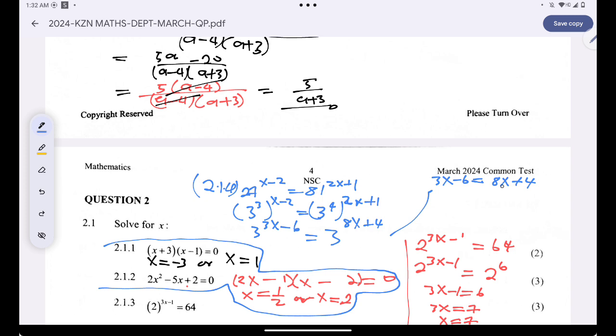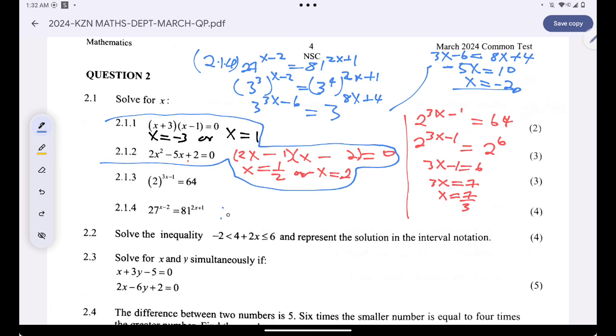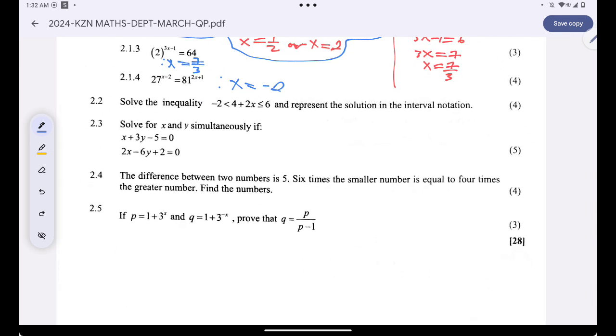And then when I take the 8x to the other side, I'll have 3x minus 8x, which will give me negative 5x. And then 6 to the other side, I'll have 4 plus 6, which is 10. That means x is negative 2. So here x is negative 2 for this one, and then for this one x is 7 over 3.